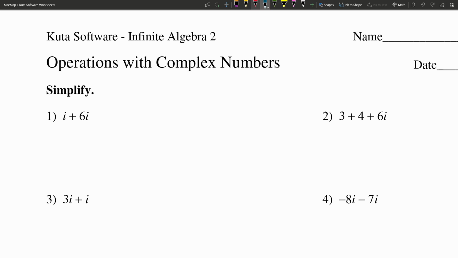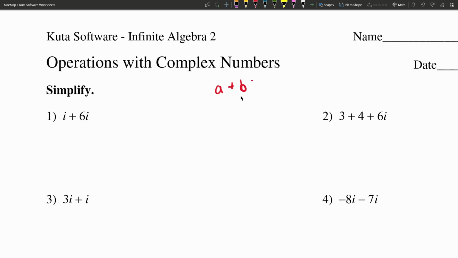Complex numbers are generally in the form of a plus b times i, where a is the real part of the number and b represents the imaginary part. i is the imaginary unit, where i squared equals -1. So another way to think of i is as the square root of -1. That is that imaginary unit.